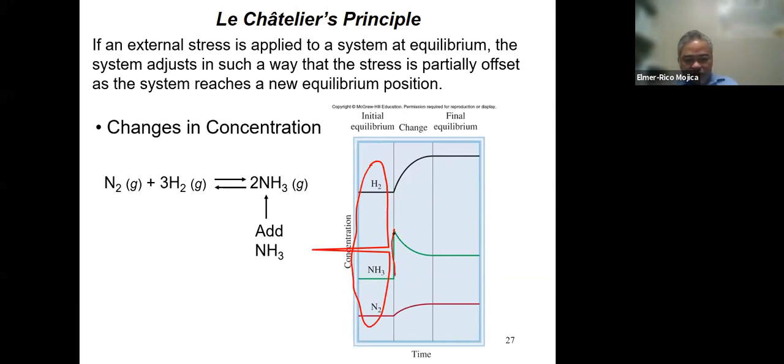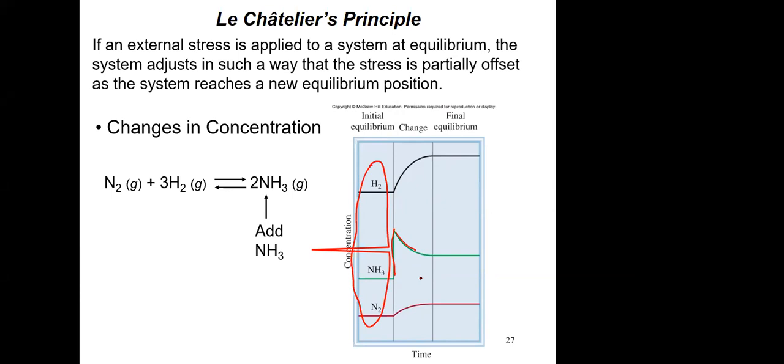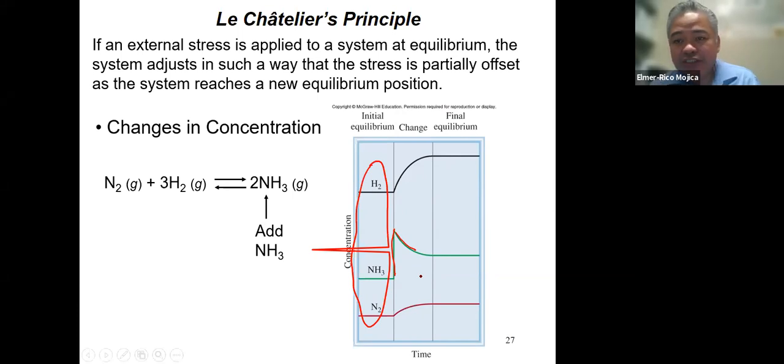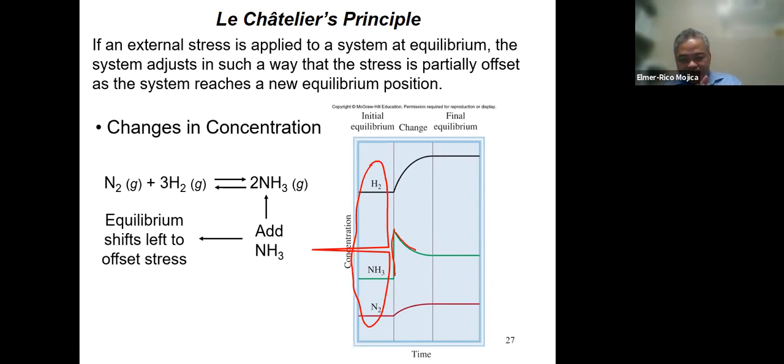So what happened to the ammonia? The ammonia is utilized, so as time goes on it goes down. Which reaction is favored as the concentration of ammonia decreases? Is it the forward or the backward reaction? Backward. Because you added ammonia there, the main mechanism to relieve the stress is to utilize that added material. And to utilize the added material, the equilibrium shifts left. Now, as it shifts to the left, you produce more hydrogen and nitrogen.